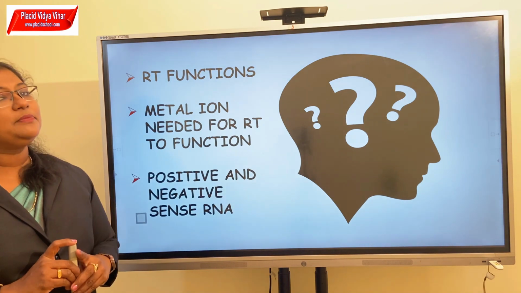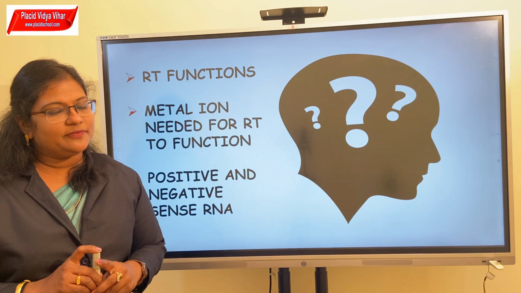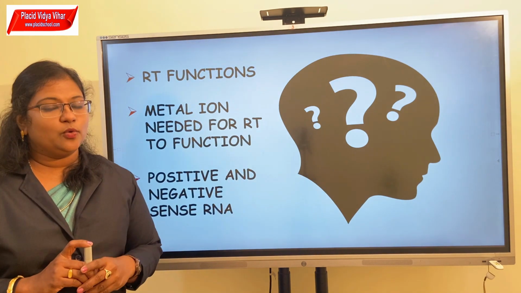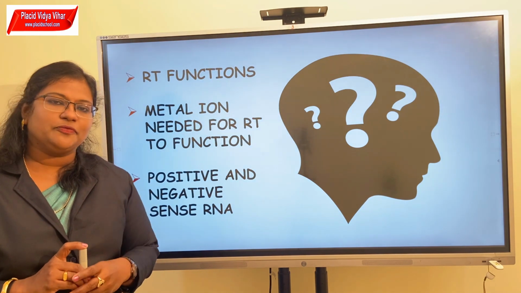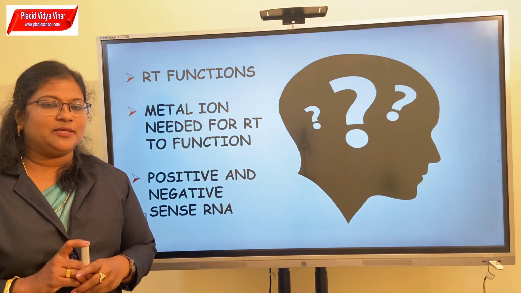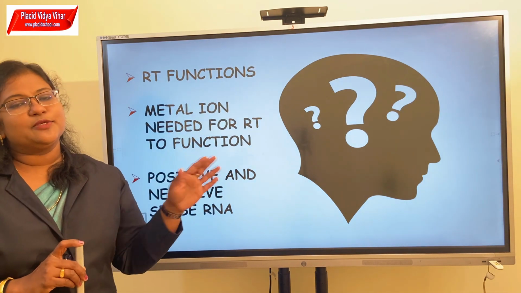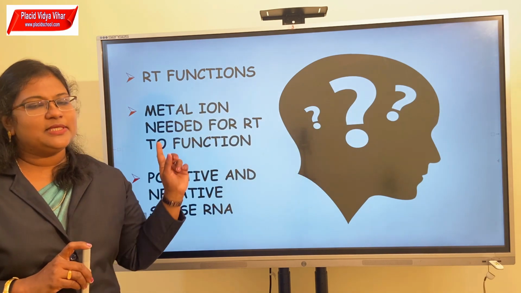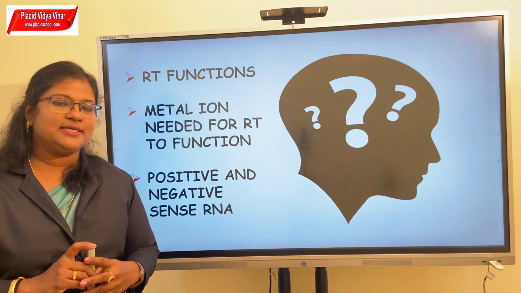And there is something called positive and negative sense RNA. When you talk about RNA viruses, for example, HIV, or you can also talk about the novel coronavirus, they are all RNA viruses. When you study the genome of these viruses, you can see two terms being used, positive sense RNA and negative sense RNA, and you should be able to distinguish between positive and negative sense RNA. So these three questions should be in your mind while you go through the chapter.